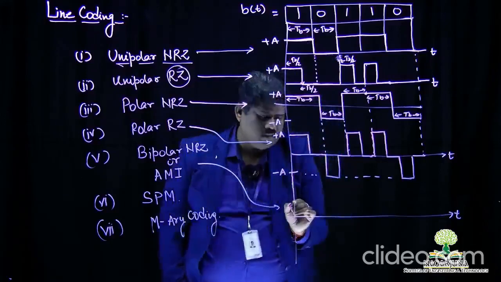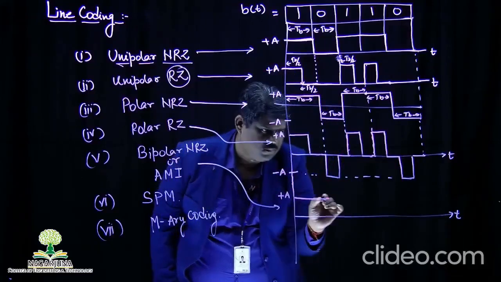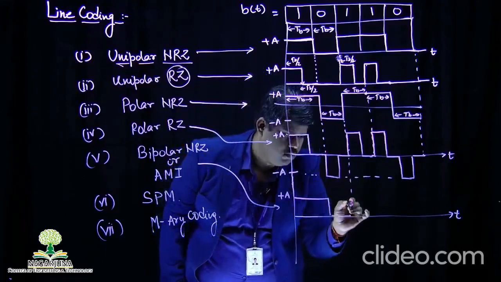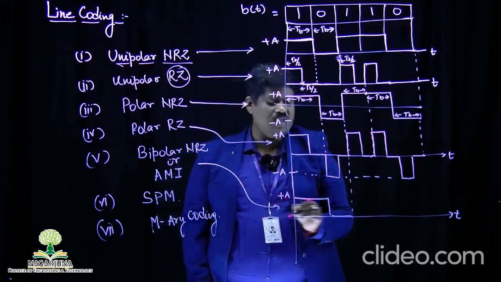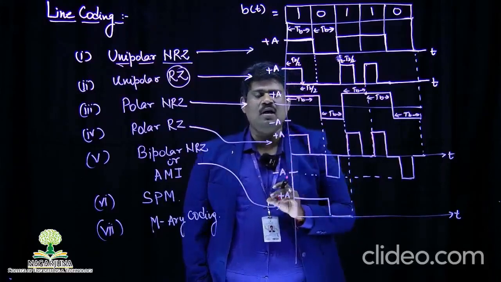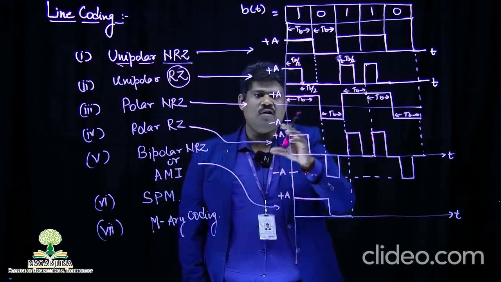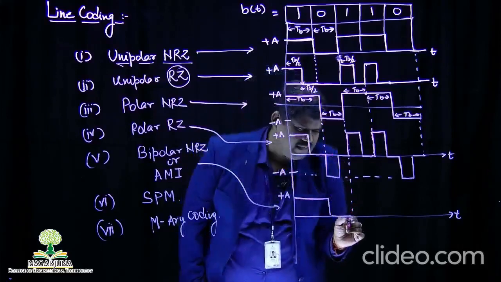Suppose for this one, you will represent it by plus A. For 0, it will be 0 as it is. Nothing will change. But when the next one comes, it will not be plus A. It will be minus A. That's why the nomenclature is alternate mark inversion. For successive ones, you are changing the polarity of the voltage level, from plus A to minus A to plus A.